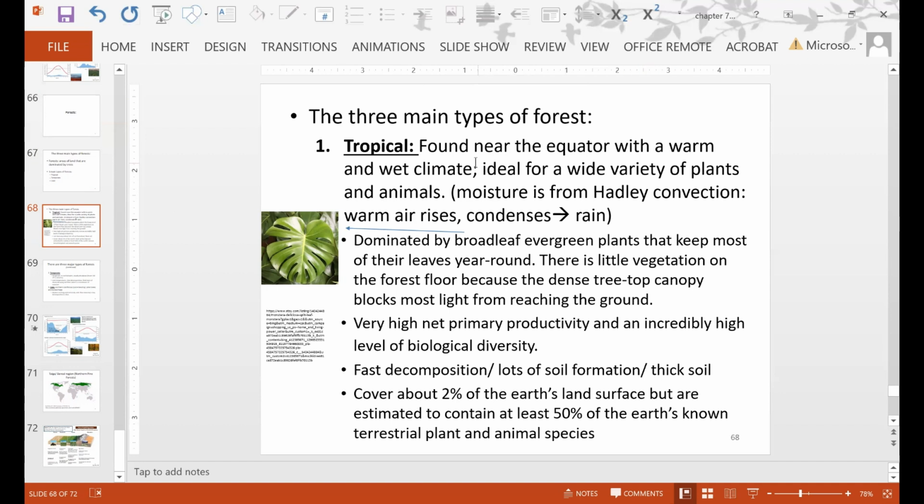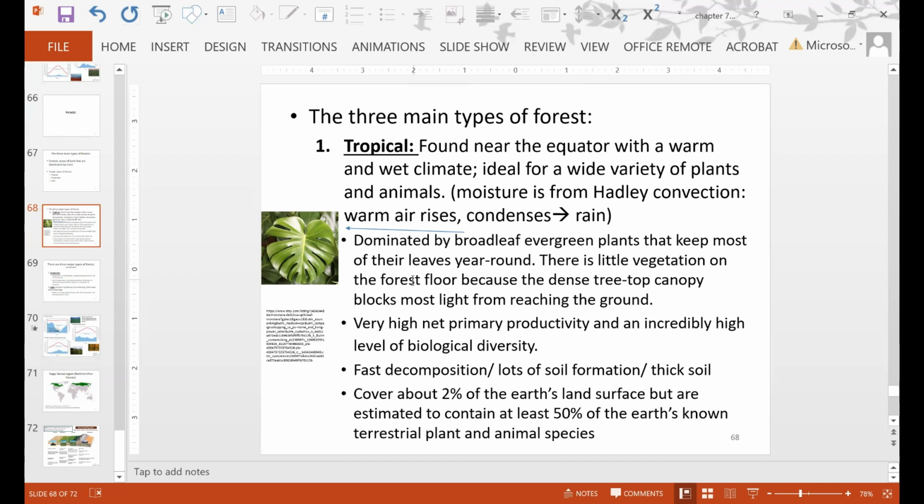This climate is ideal for a wide variety of plants and animals, and they get their moisture from the Hadley convection, where the warm air rises by the equatorial region. You get the condensation, which turns to rain. Tropical rainforests are dominated by broadleaf evergreen plants. I have the arrow showing here. This is a monstera leaf. This is a broadleaf. This is what that means, broadleaf. And the plants keep their leaves pretty much year round.